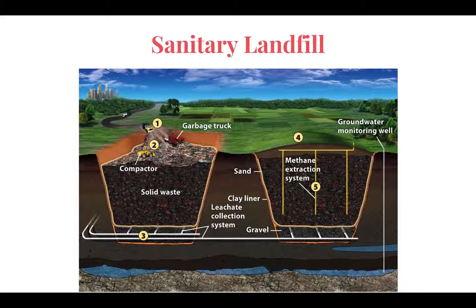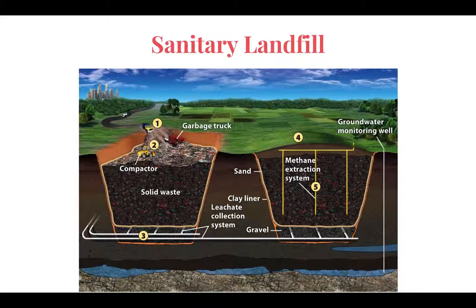So they've covered it with a layer of dirt and then some grass over the top. And that's to help prevent any gases or smells from the landfill escaping and polluting the nearby community. And then number 5 represents the methane extraction system.